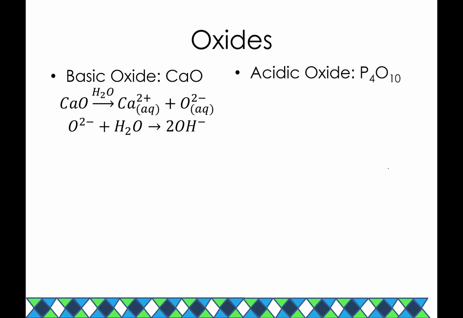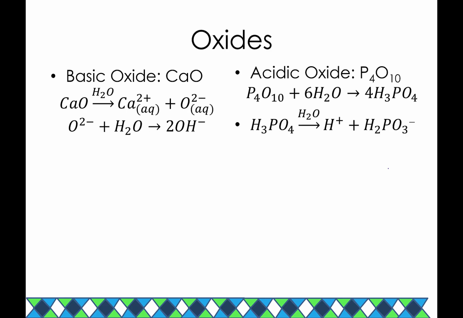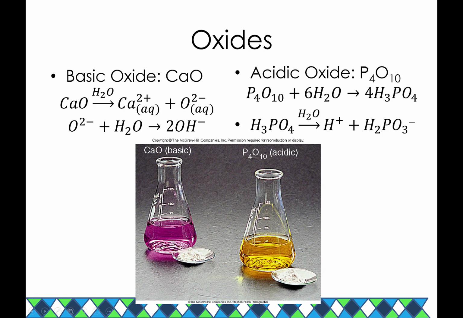Contrast that with P4O10. So this is an oxide of phosphorus. When it reacts with water, what happens is it forms phosphoric acid, which we know is a weak acid that can dissociate to form hydronium ions and the conjugate base. So if you were to dissolve each one of these oxides in water with an indicator, you would see that calcium oxide is basic and this oxide of phosphorus is acidic.